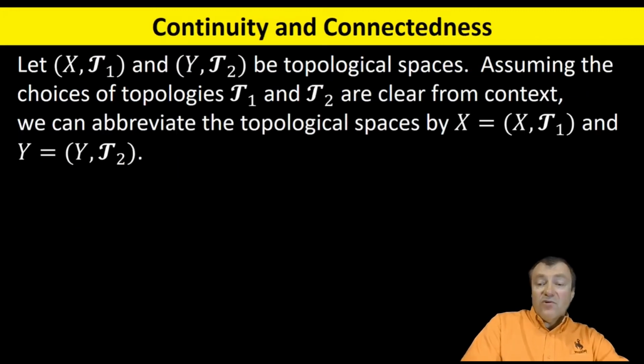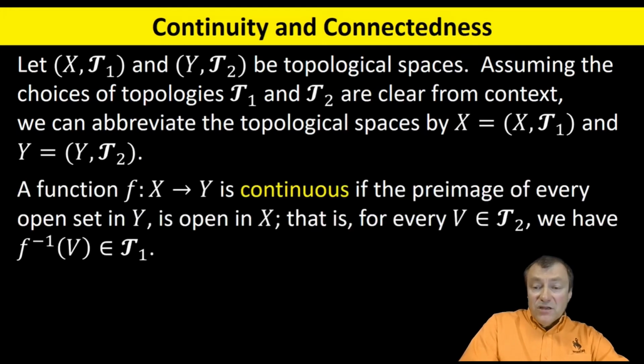Now, let X and Y be topological spaces. We have some topology T1 for X and some topology T2 for Y. Just think of these as subsets of the reals with the standard topology in each case. A function from X to Y is said to be continuous if the preimage of every open set of Y is open in X. This is the general definition of continuity. It generalizes the definition from Calc 1 to a much broader context.